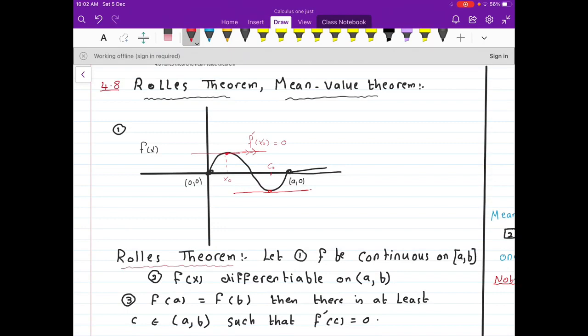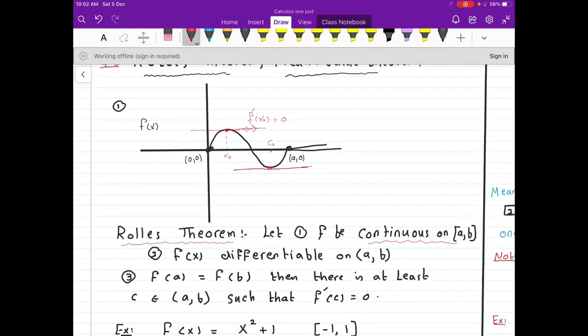So Rolle's theorem: let f be continuous on a closed interval. So the first condition of Rolle's theorem, the function is continuous on a closed interval [a, b]. The second condition, f(x) is differentiable on the open interval (a, b). والشرط الثالث f(a) equal f(b). If these conditions hold, then the conclusion: there is at least c belongs to the interval (a, b).